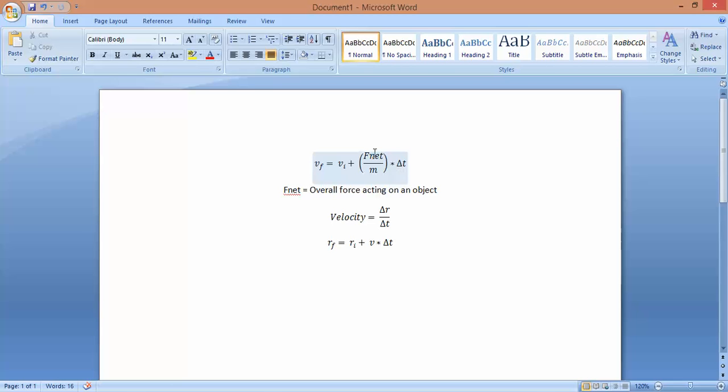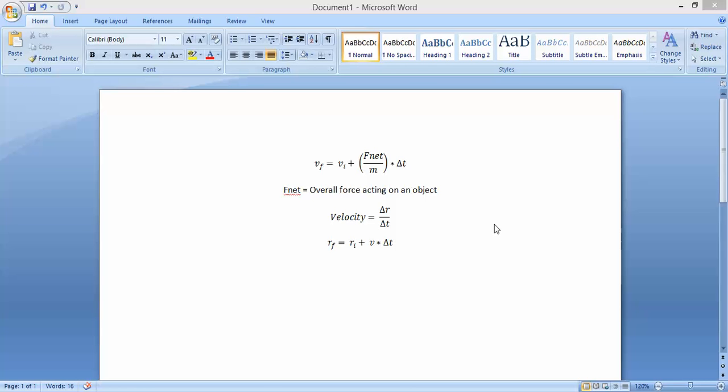So for our example, there are no net forces acting on the object, as you can see in the video, because there are no external forces that can be seen acting on the object, so we just assume that F net is 0. Because F net is 0, this whole side of the equation is 0, which makes the final velocity equal the initial velocity. So because the initial velocity equals the final velocity, the ball should be moving at a constant velocity throughout the experiment.